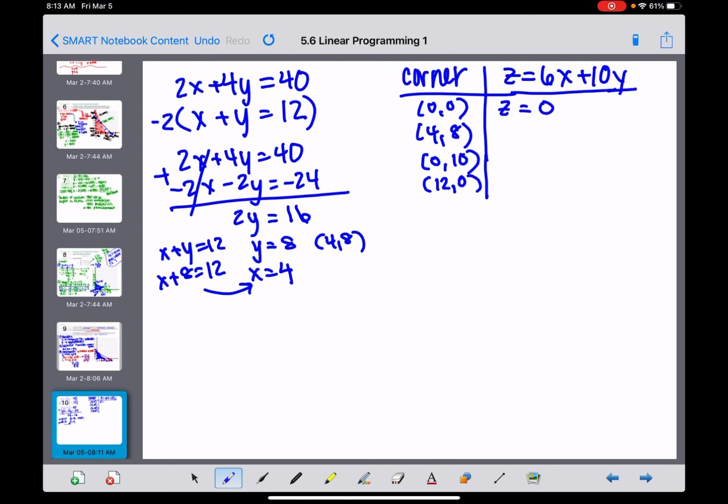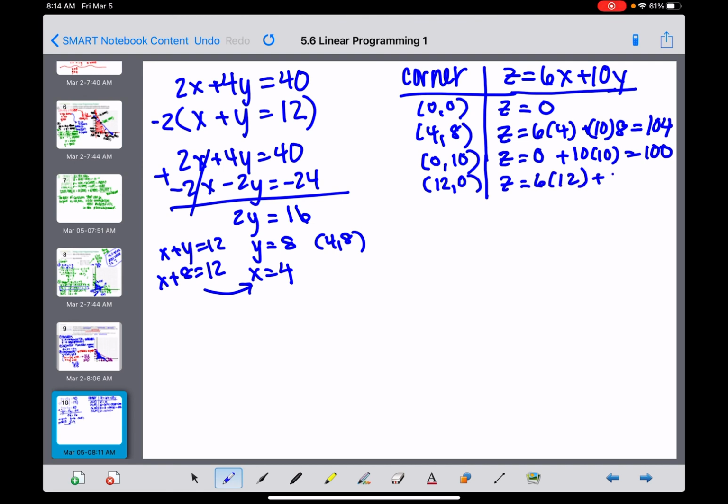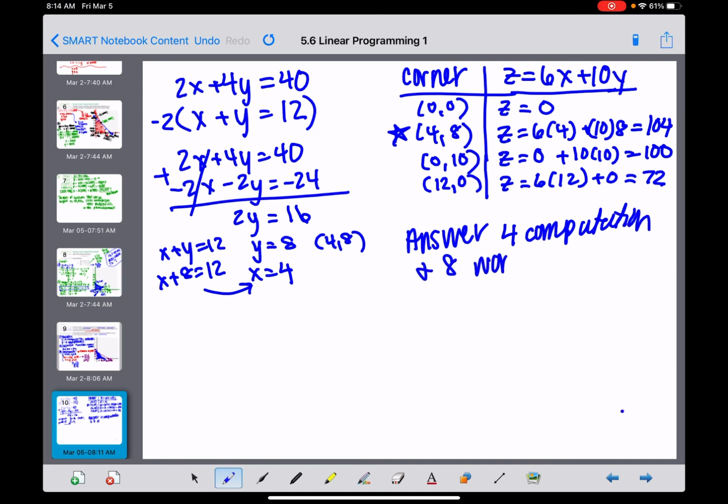So when I plug in 0, 0, you're going to get 0. 4, 8, 6 times 4 plus 10 times 8 equals 104. 0, 10, z equals 0 plus 10 times 10, so 100. That one was close. And then 6 times 12 plus 0 is going to give me 72. So my maximum was 104. So I need to answer 4 computation problems and 8 word problems to get a maximum score of 104 points.